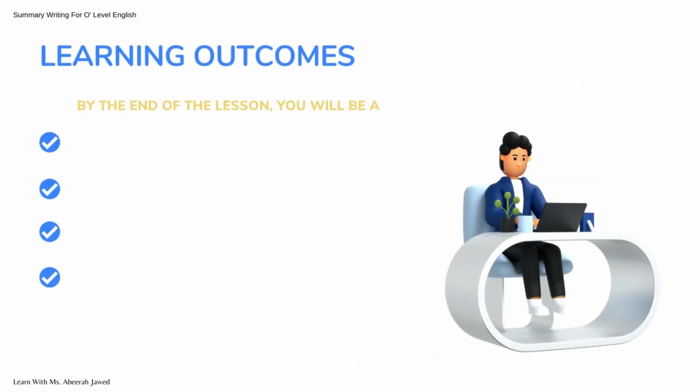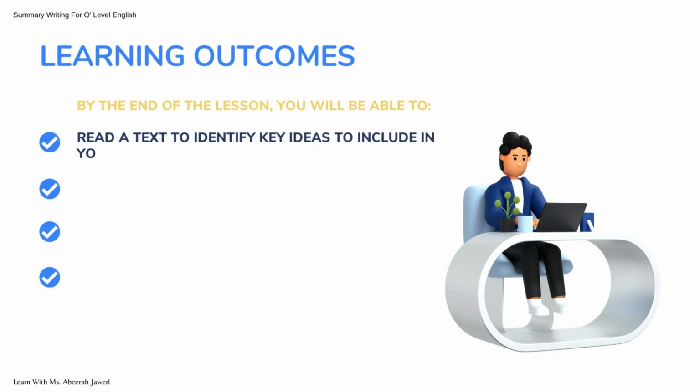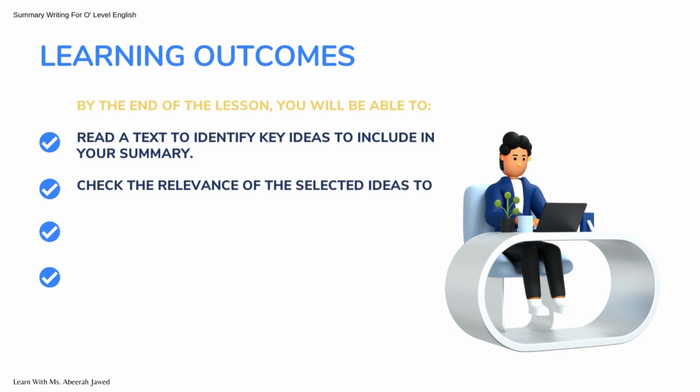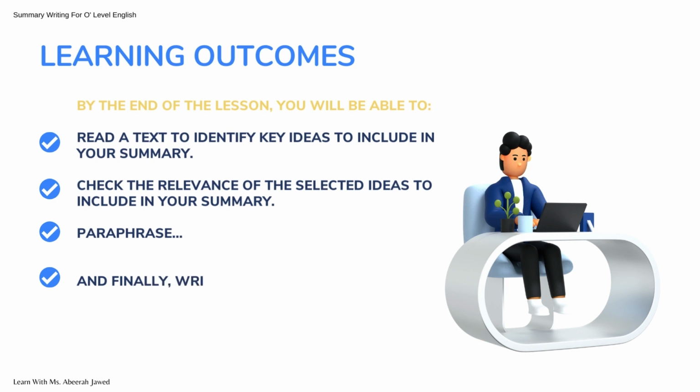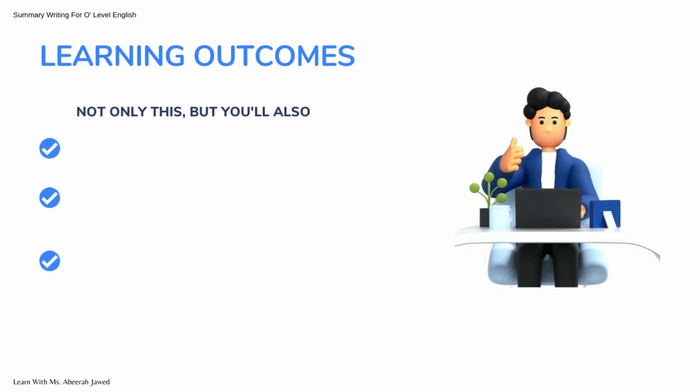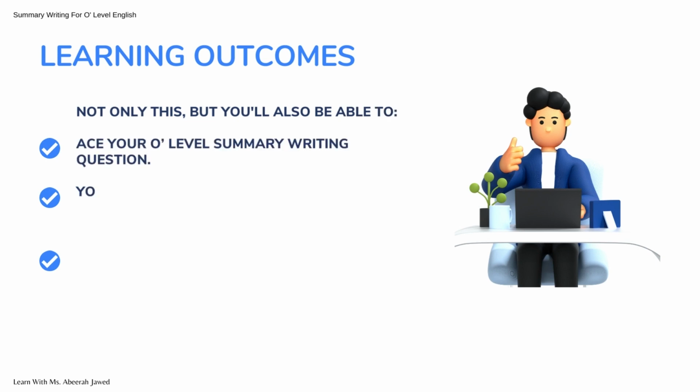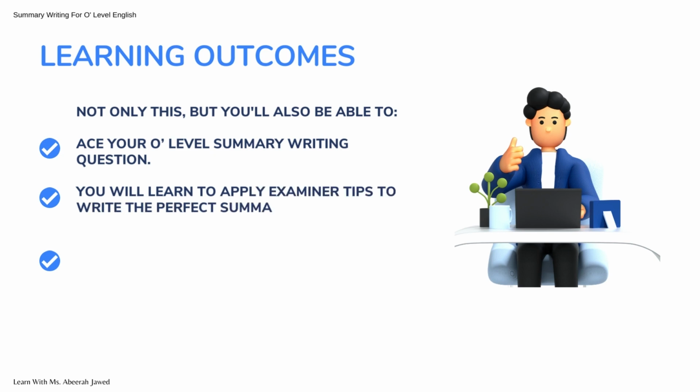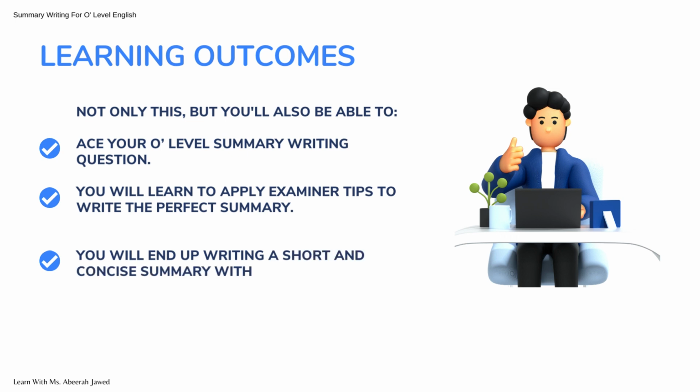By the end of this lesson, you will be able to read a text to identify key ideas to include in your summary, check the relevance of the selected ideas to include in your summary, paraphrase, and finally write your summary. Not only this, but you will also be able to ace your O-level summary writing question. You will learn to apply examiner tips to write the perfect summary. You will end up writing a short and concise summary without repeating the same ideas.